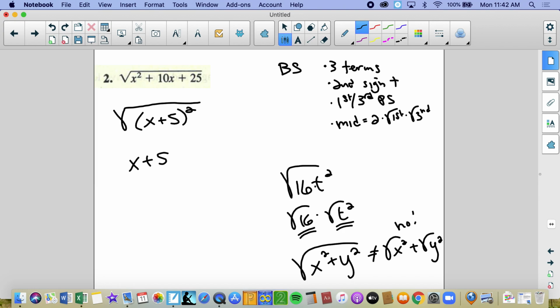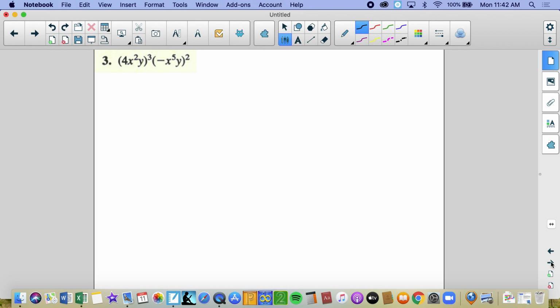So my answer is going to be x plus 5. Not bad. Good one. Number 3, here we have multiplication. And we also have exponents. So we have to be careful about what order we're going to do all of this work. Remember, we have to do order of operations.